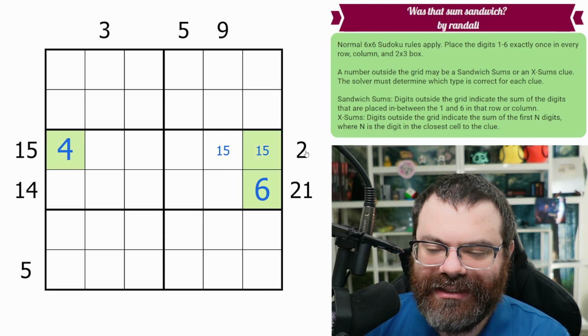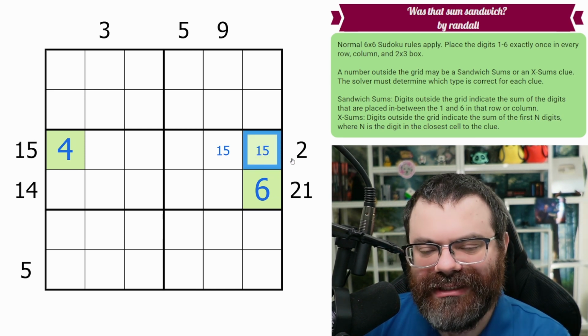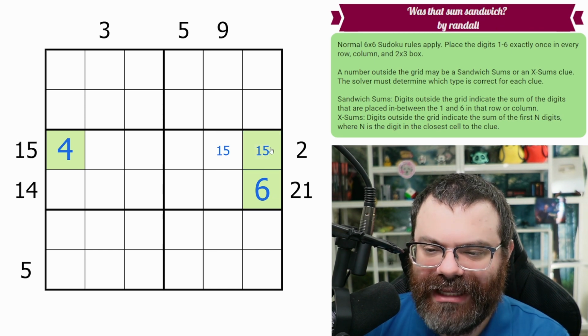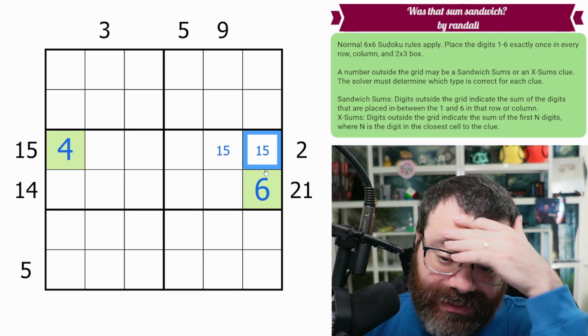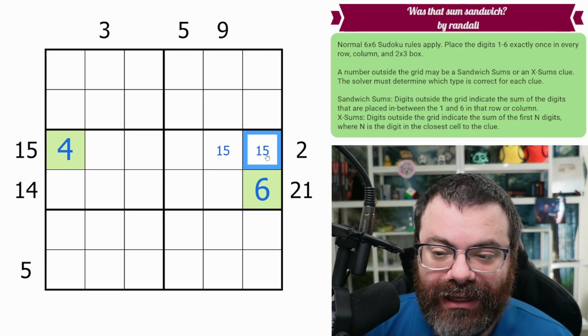Now we know this is a sandwich 2 because it can't be an X-sum 2. I don't know why I marked it as X-sum. I think I thought about that backwards. Sorry about that.